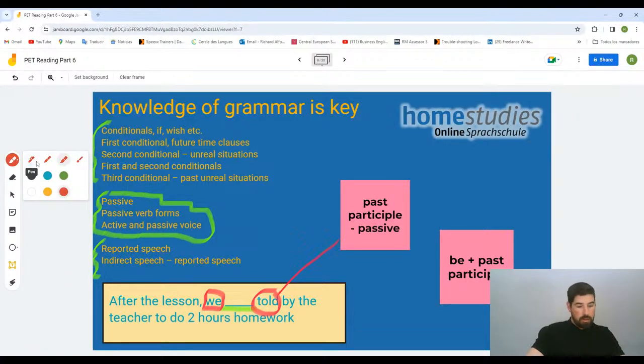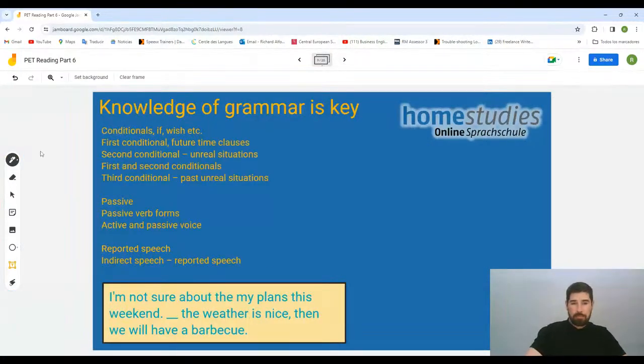Right. Let's see. Okay, if we have no takers, no guesses, I will tell you. Okay, so we would use the passive here. It's probably going to be past. Okay, we were told. Okay, some more practice.